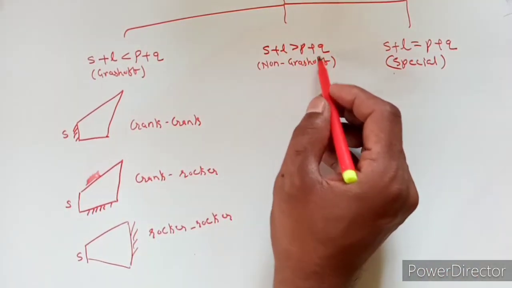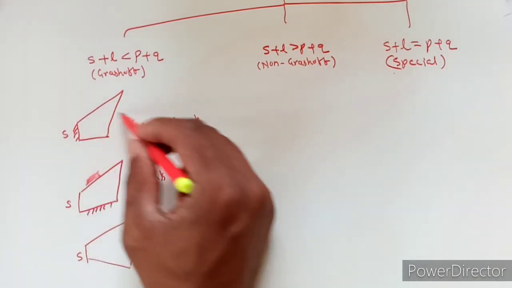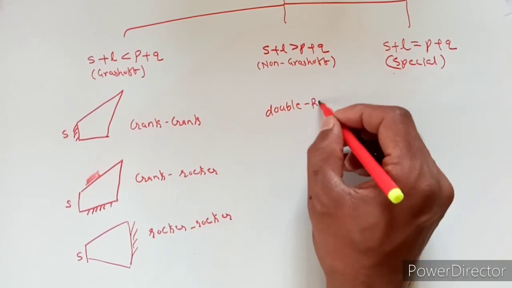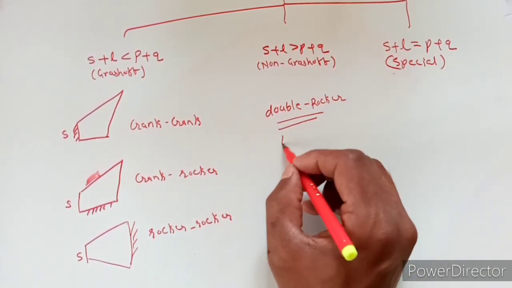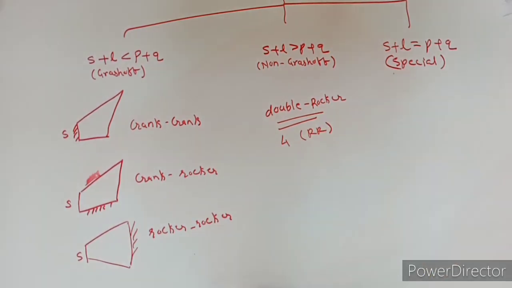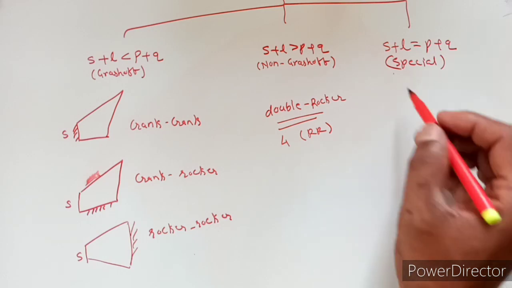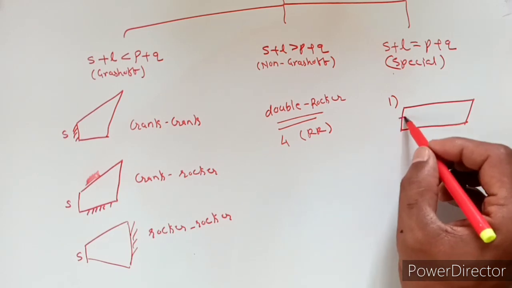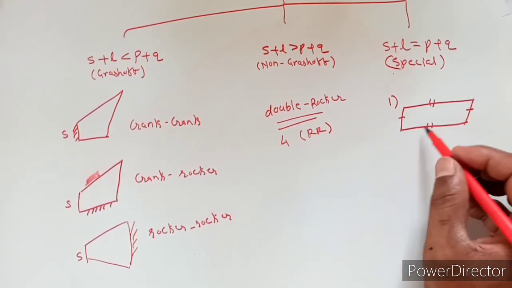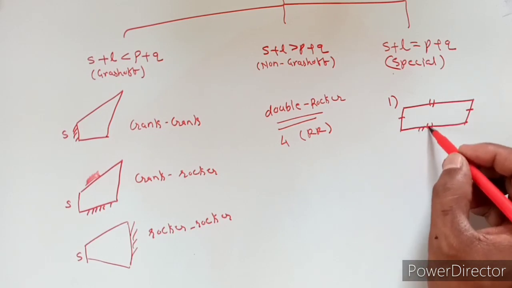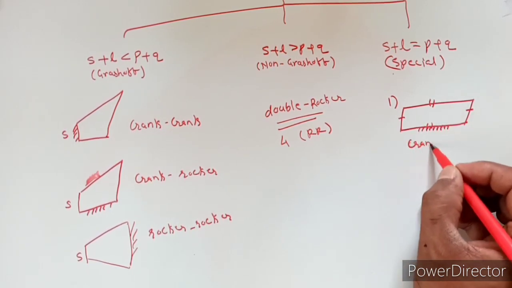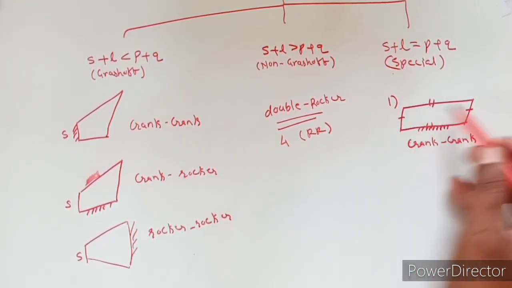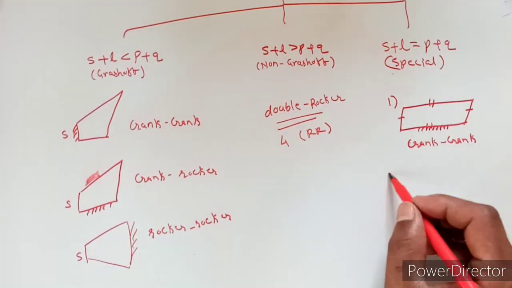Next, if S plus L is greater than P plus Q, all the inversions obtained, regardless of the link you fixed, will be double rocker. All 4 inversions will be double rocker, regardless of the link you fix. Now for S plus L equals P plus Q, there are 2 cases. In the first case, we arrange links with similar length opposite to each other. For this, regardless of the link you fix, you will always get a double crank mechanism. Whichever link you fix, you will always get the crank mechanism.